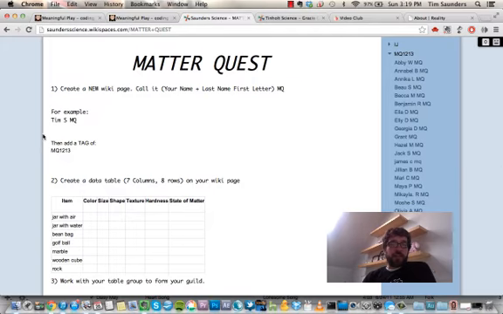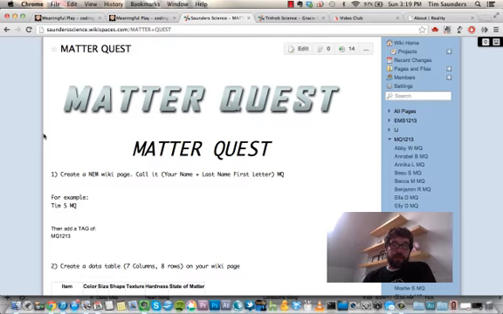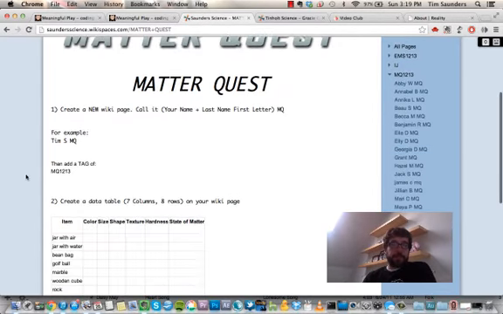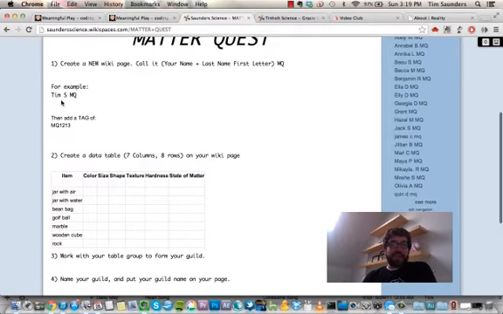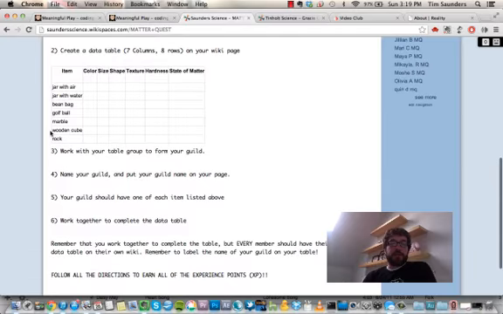This is the first one, level 1, which is ironically called MatterQuest. There are other quests called Phase Change Quest, Liquids Quest, Solids Quest, and Gases Quest. There are 12 different quests that the students take. This one is the introductory one: getting their wiki set up, getting their tables made, and making sure they're tagging and labeling things correctly. Here they needed to create a data table with 7 columns and 8 rows on their wiki page.